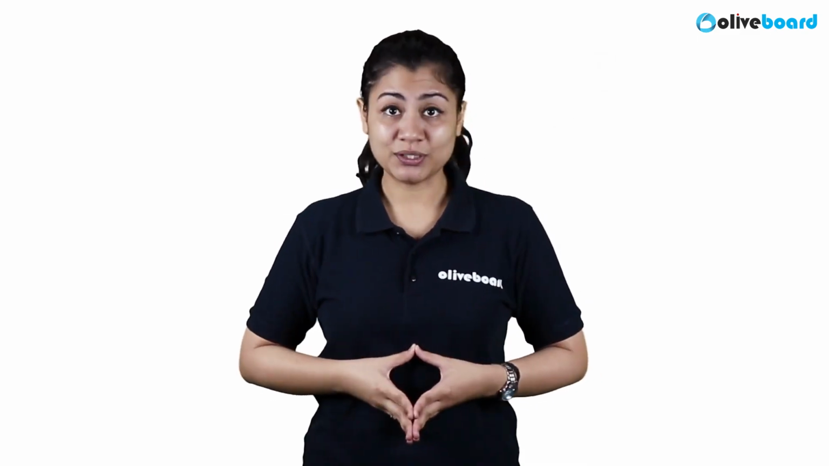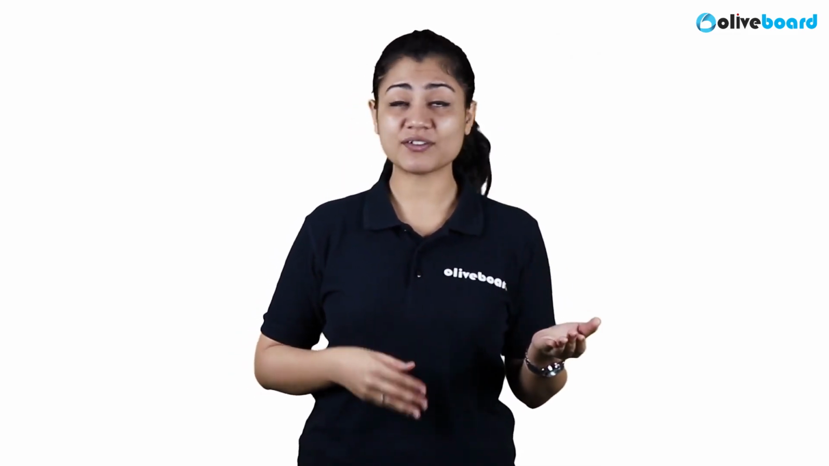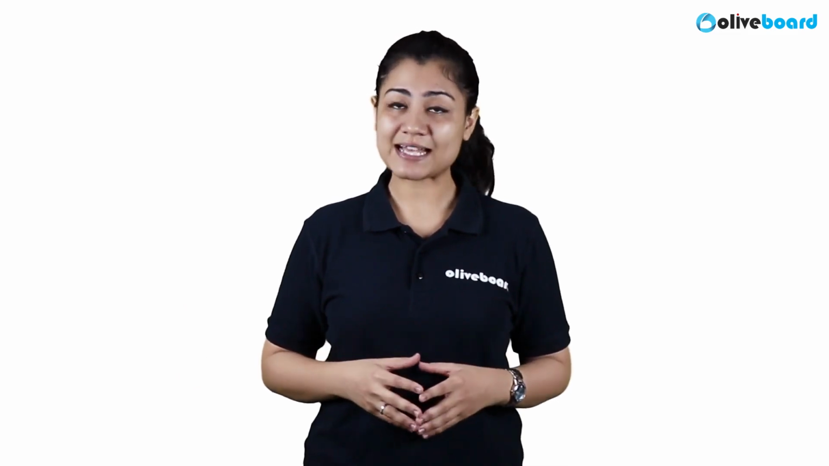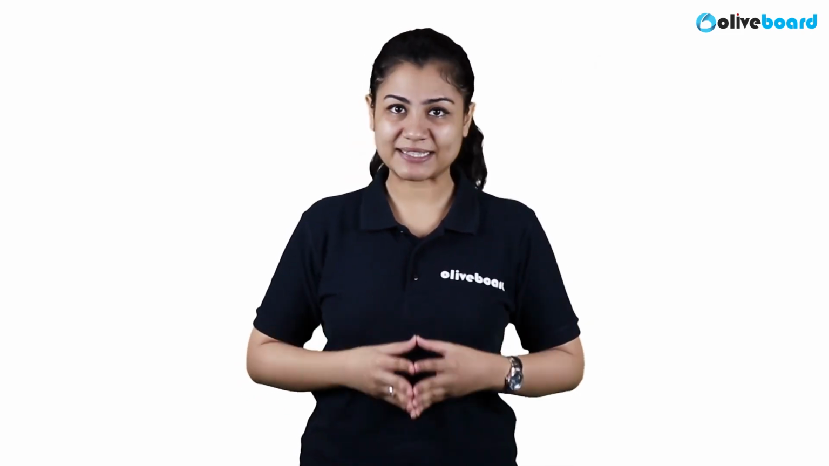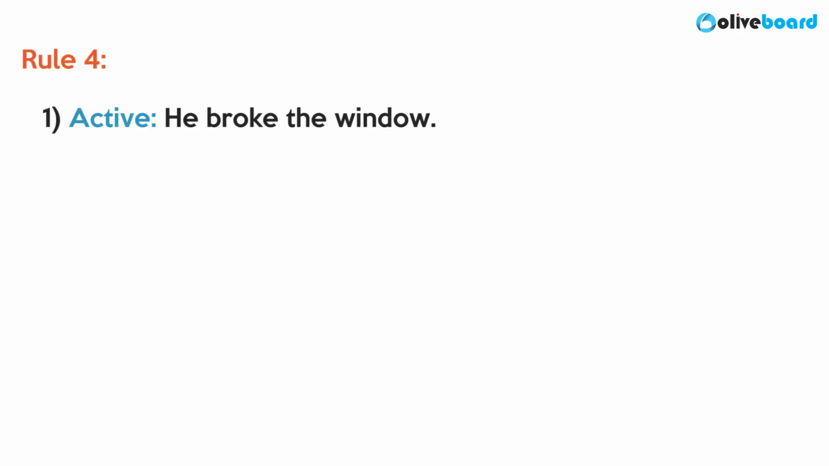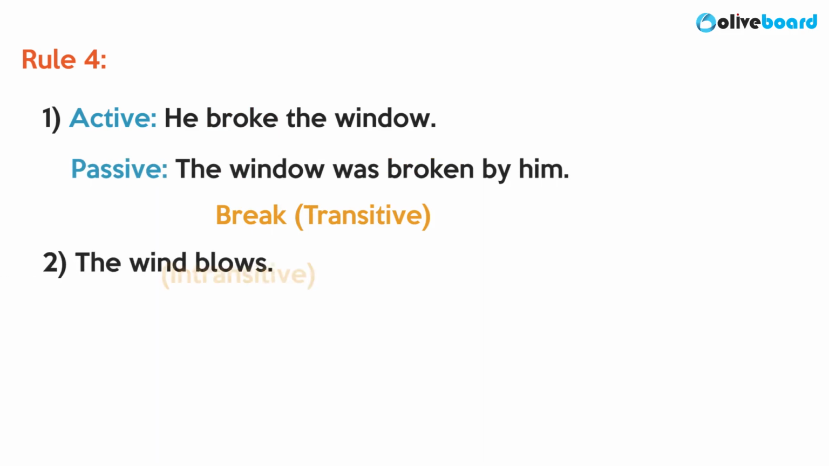So in this rule, it talks about how transitive verbs can have both active as well as passive form, whereas intransitive verbs are only and only in the active form. उनका कोई passive form नहीं होता. एक example देखते हैं. He broke the window. The passive voice to this sentence would be, the window was broken by him. In another example for intransitive verbs, the wind blows, there will be no passive voice. It will only and only exist in the active form.